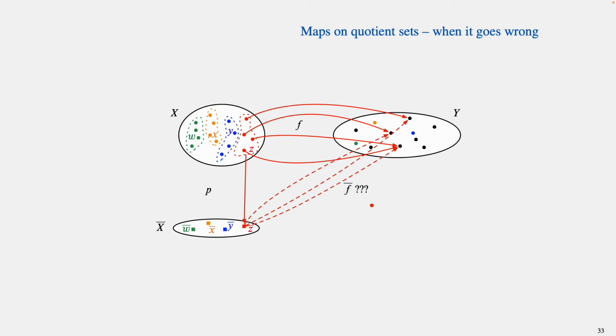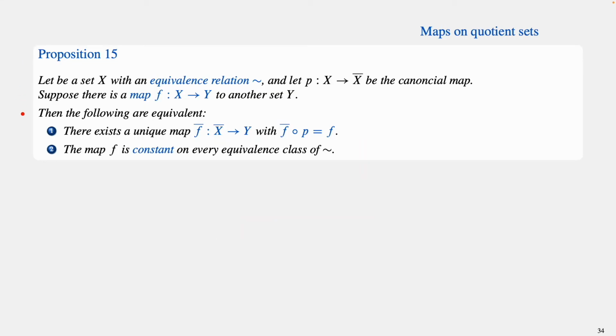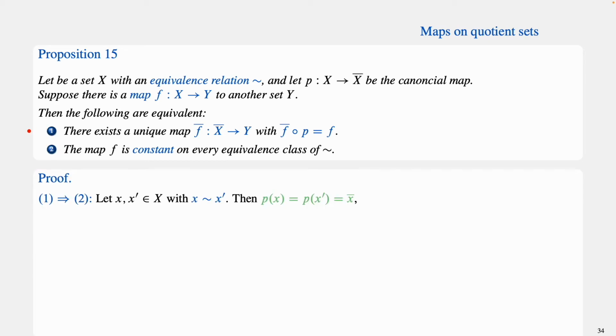Okay, now I hope it's a bit clearer what this proposition states, and let's get to the proof. So here's our proposition again, and as I said before, we need to prove that this statement implies that one, and also that this statement implies that one. First, we assume the first statement as given, and we want to show that the second statement holds.